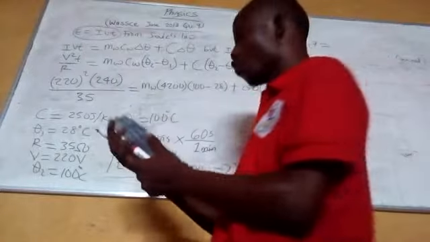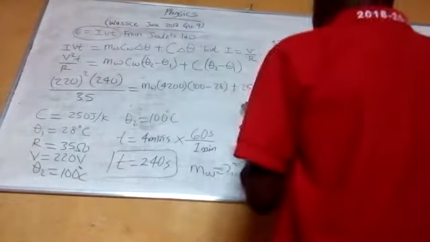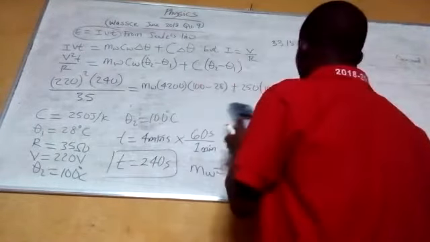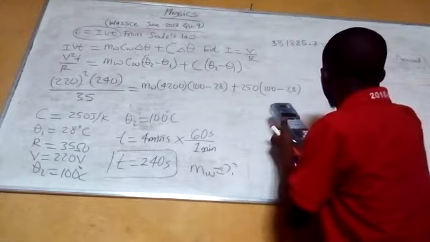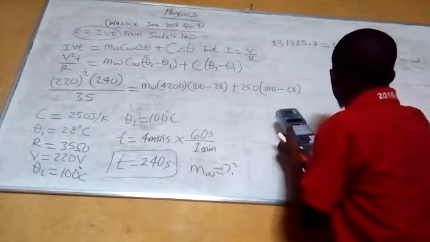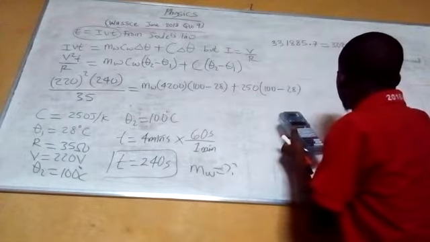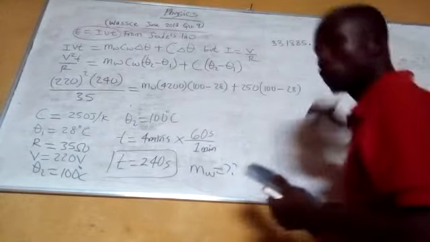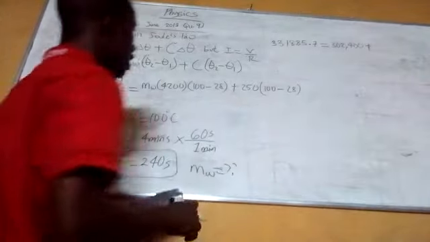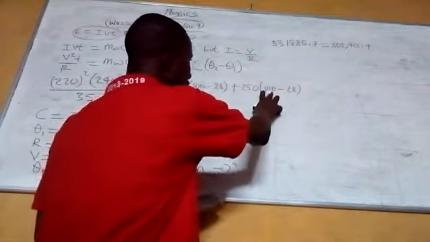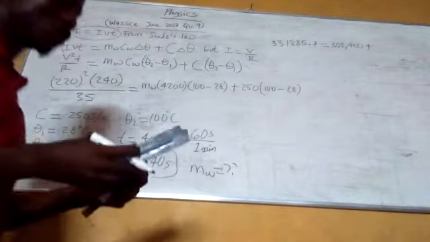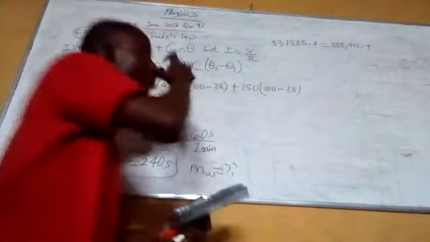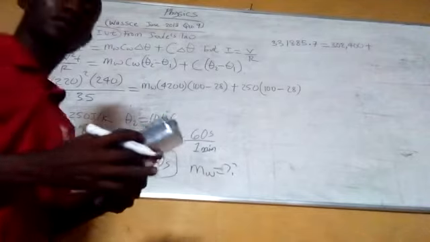So here we have 302,400. 302,400 plus, we move to the next one. Now 100 minus 28, we have 72. 72 times 250.